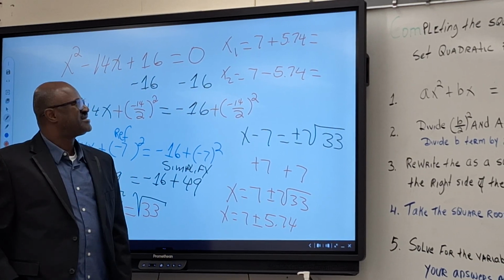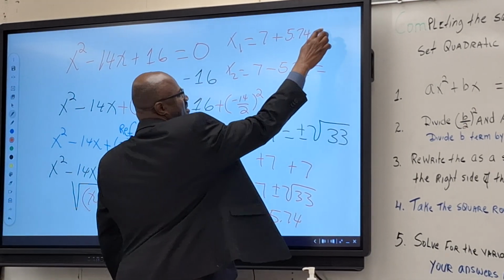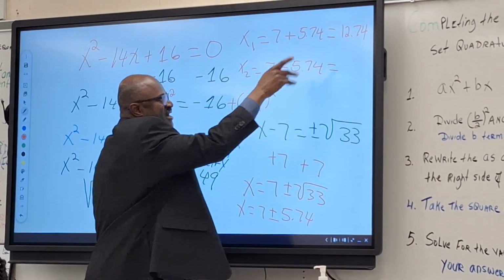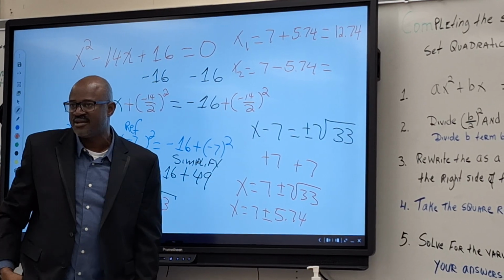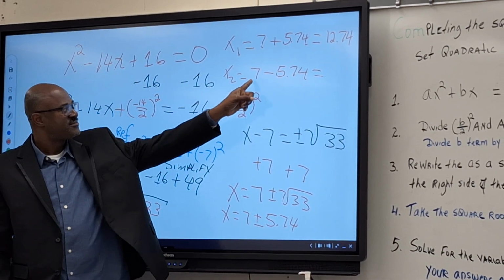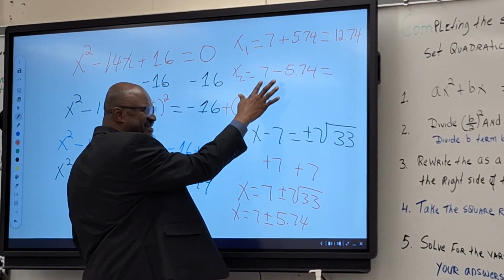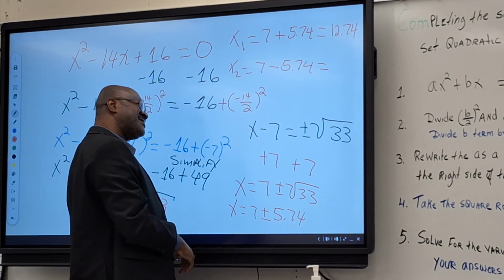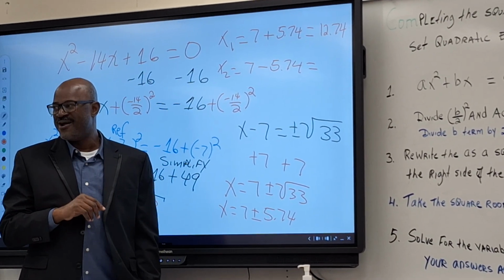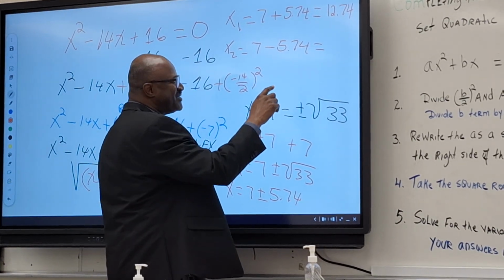What would be 7 plus 5.74? That is 12.74, and that will be the x-intercept on the x-axis, and the other one will be 1.26 or 0.26?